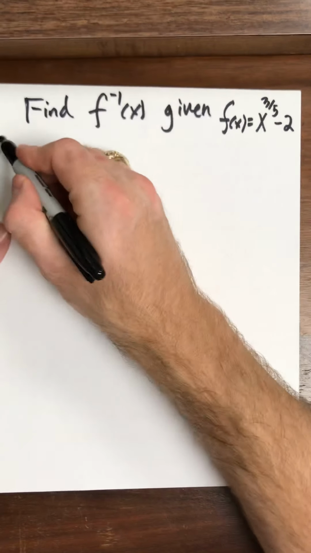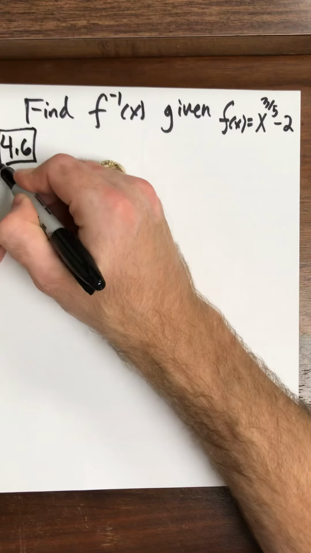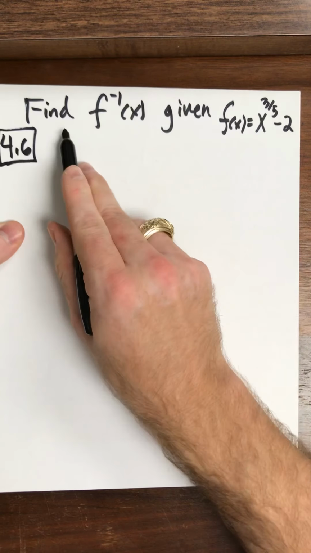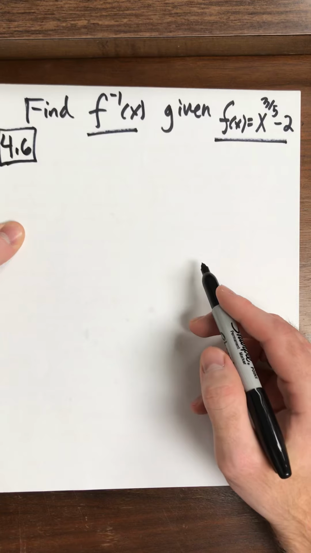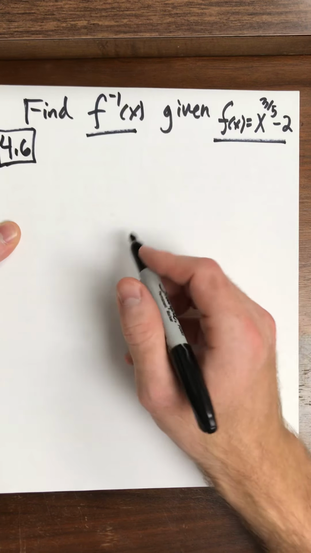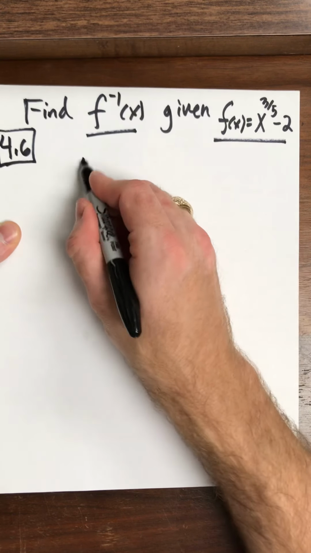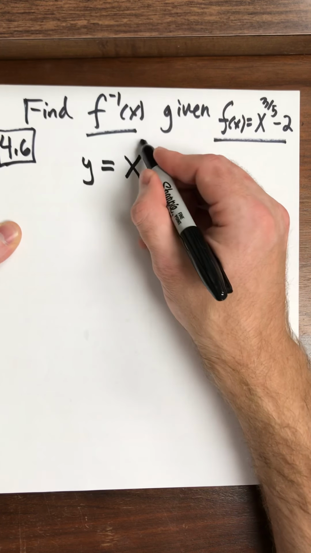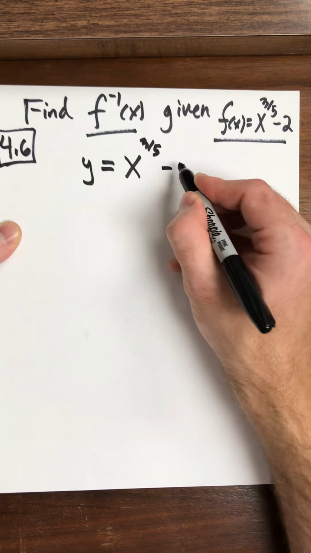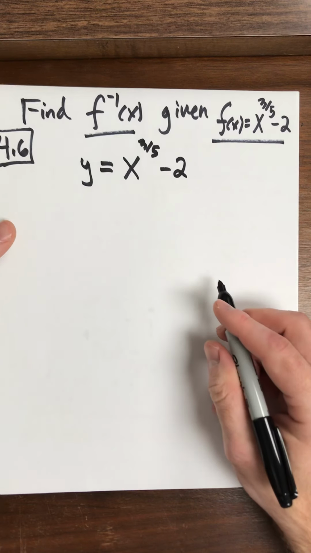Okay, so one last problem for 4.6, just to make sure you've got enough practice. So I want to find the inverse given this function here. So I'm going to take my technique and replace f of x with y. So y equals x to the 3/5 minus 2, okay?